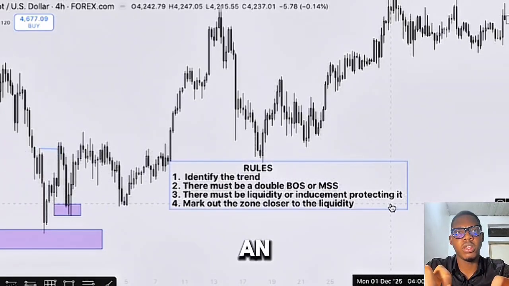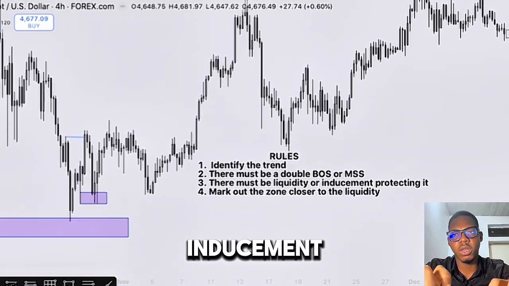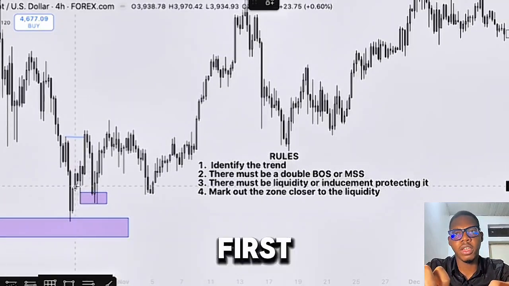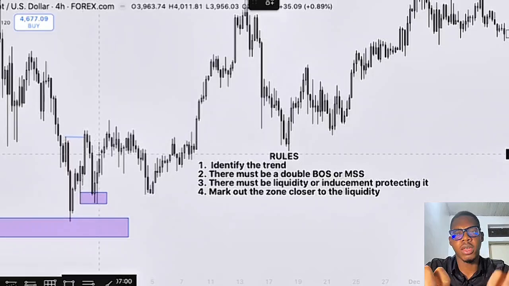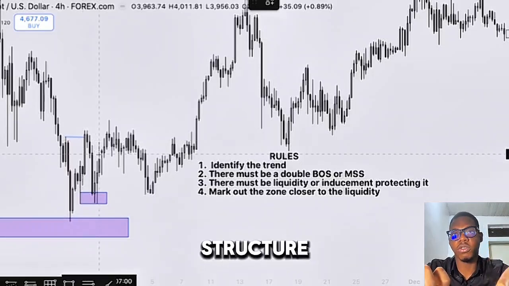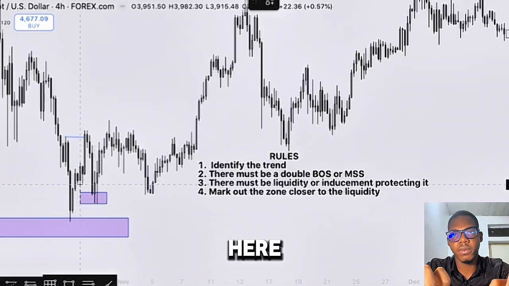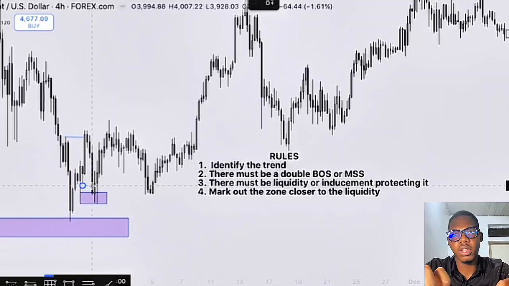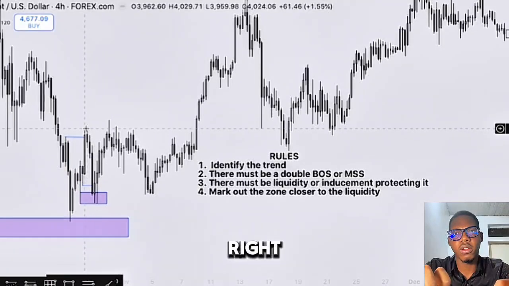The third one is that there must be an inducement protecting it, and this is the inducement here. What do we say an inducement is? The first valid pullback after a break of structure. So you can see this inducement here, right here. This is the inducement right here.